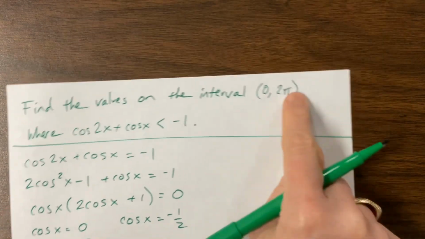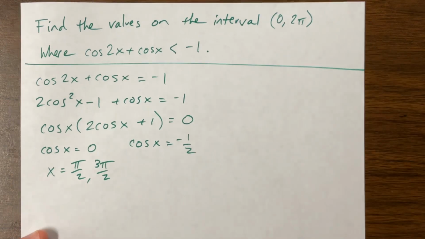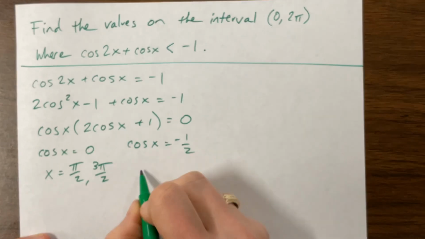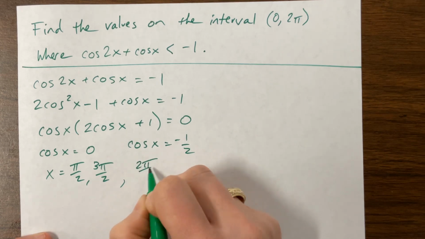Notice they've already restricted me to this world from 0 to 2 pi, so I just need to go around the unit circle once. When is cosine equal to negative 1/2? That is at 2 pi over 3 and at 4 pi over 3.